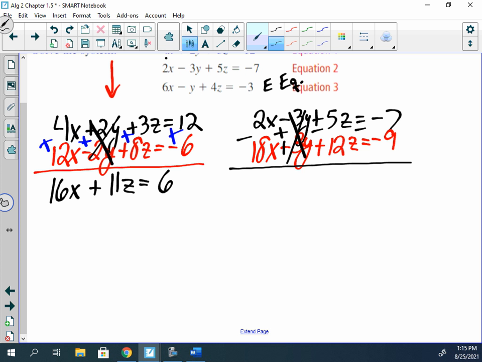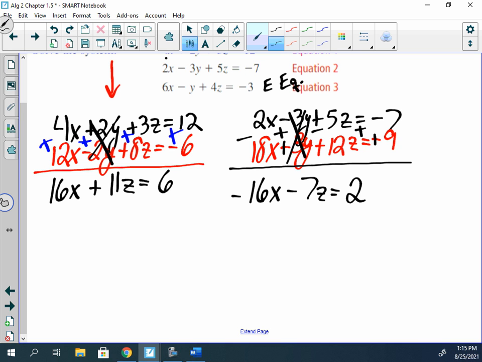So the subtraction is what we need for those to cancel. So 2 minus 18 would be negative 16x. And as we saw already, the y's do cancel out. 5z minus 12z would be negative 7z, is equal to minus negative 9. Well, that'd be plus. So we end up with 2.